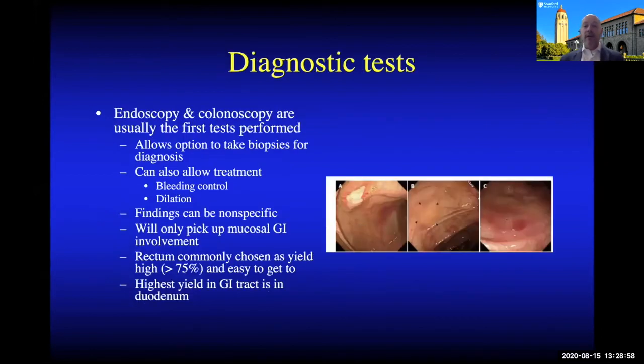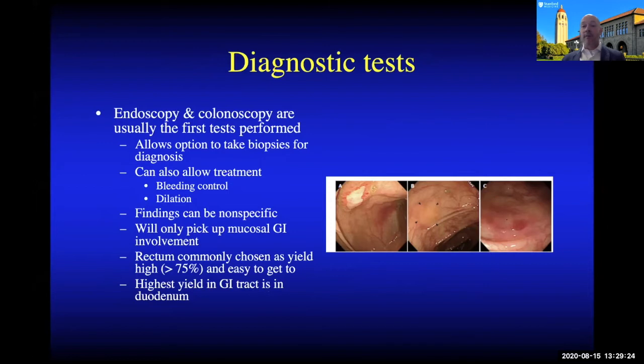Now, we do have a number of diagnostic tests that we can employ to better look at what's going on, look and see if we can find deposition of amyloid, and then try and tailor the therapy based on that. Typically, endoscopy and colonoscopy are often the first tests which are performed. And during this, we give sedation to make you tired. We then take a long rubber flexible tube and then take a look down.